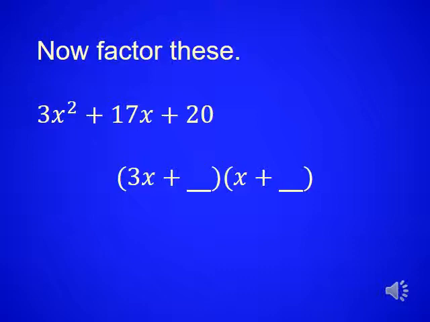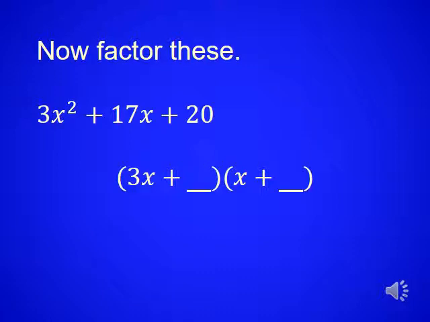And basically the difference is that when I have 3x squared, I've got to have stuff at the beginning of those parentheses that will multiply to give me 3x squared. And that's why this time, instead of just x, I've got 3x and x at the beginnings of the parentheses. So this is going to be 3x plus something and x plus something.